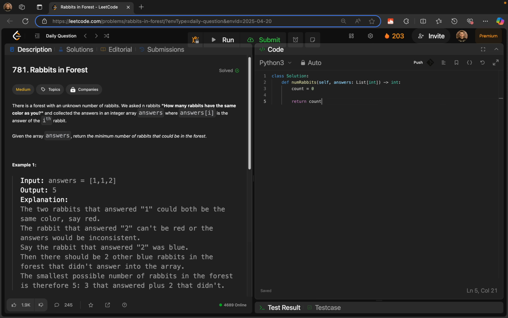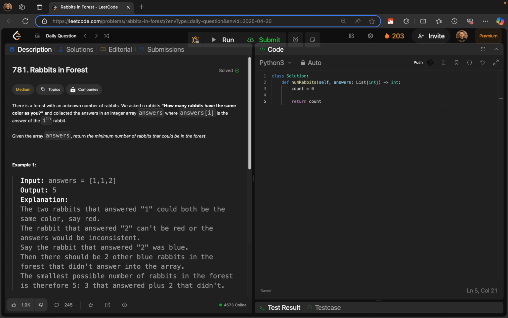Here's a smart way to count. First, let's see how many bunnies give each specific answer. We use a notepad to quickly count them: answer 1 equals 2 bunnies, answer 2 equals 1 bunny. Then we group them by color. So let's say we have n bunnies that answered X. We know these bunnies belong to color groups where the total size of each group is X plus 1.